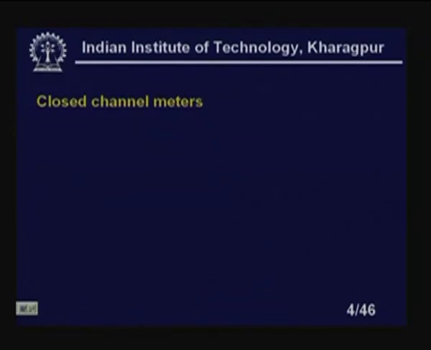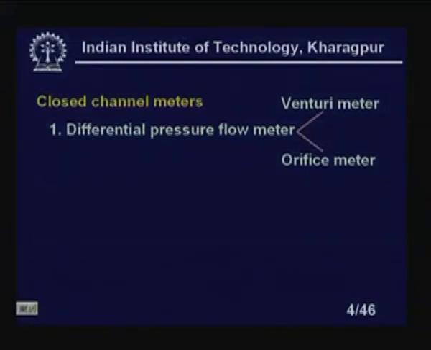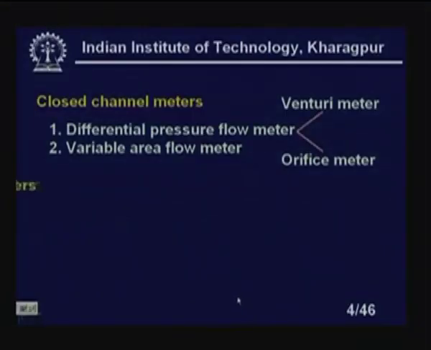Now, if I look at the closed channel meters, I am just giving a glimpse. I have not come exactly to the details of the text of this particular lesson. Closed channel meters mean a closed pipe in which I am interested in measuring the flow. In that type of situation, we will mostly use differential pressure flow meters, of which we have Venturi meters and orifice meters. These we are going to discuss in much detail. We have variable area flow meters as I discussed. These are also closed channel meters, and the rotameter is one of the good examples of variable area flow meters used in a closed channel.